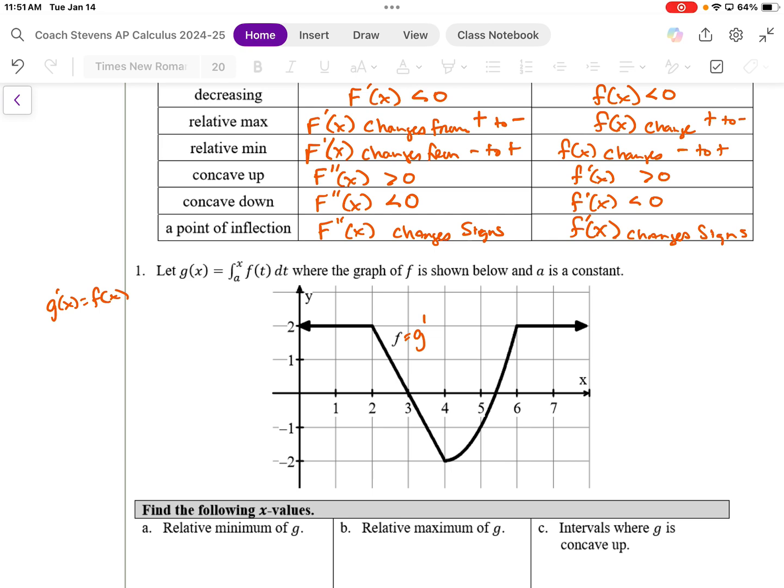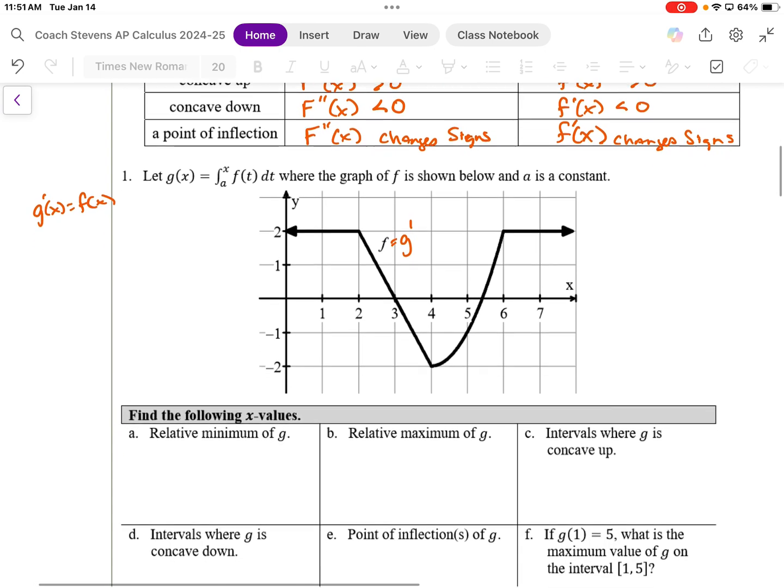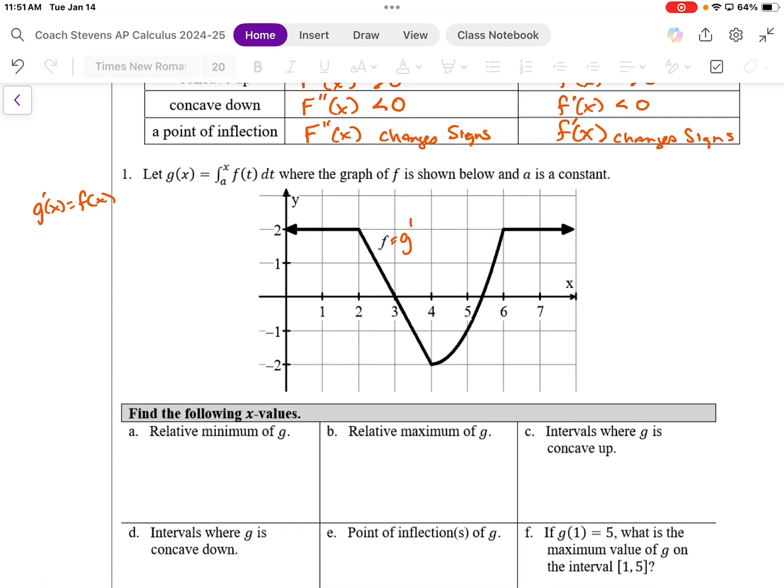Now they ask us to figure out some things based on this graph. They ask us, what is the relative minimum value of g? Where is there a relative max? When are we concave up and all this other stuff here? So we'll go through one at a time.